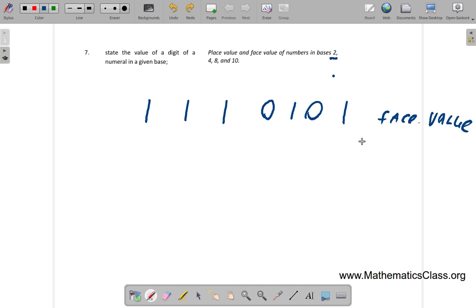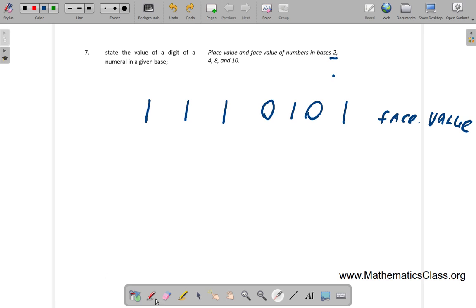Now, the face value of this digit is 1. The face value of this digit is 0. Of this digit, 1. Face value of this digit is 0. The face value of this digit is 1. The face value of this digit is 1. The face value of this digit is 1. Good.